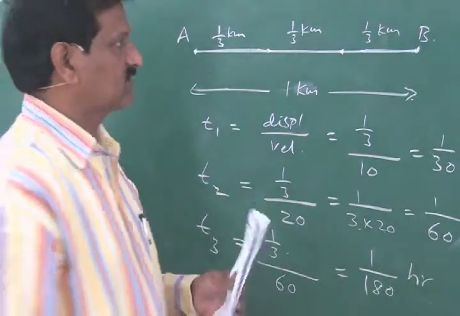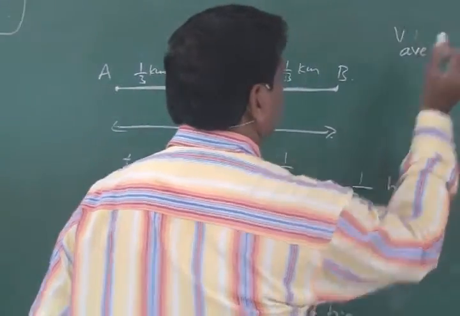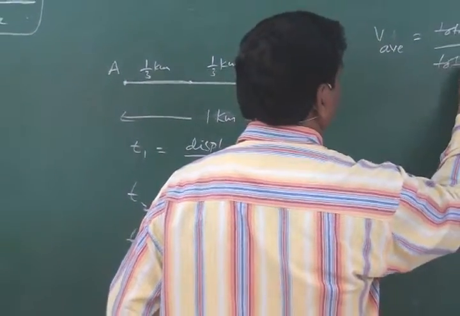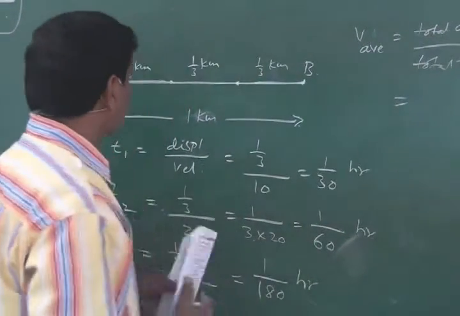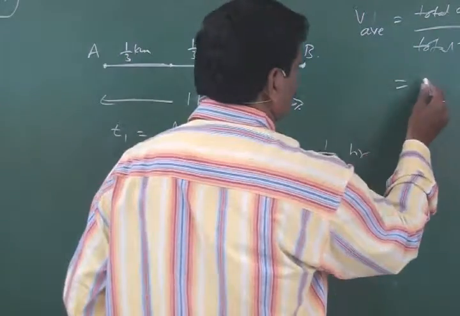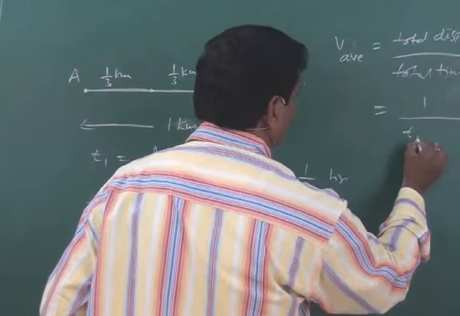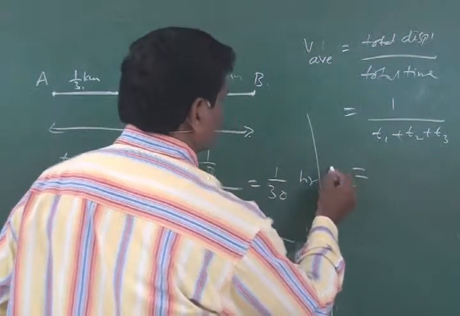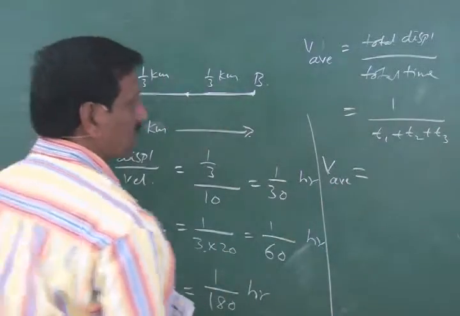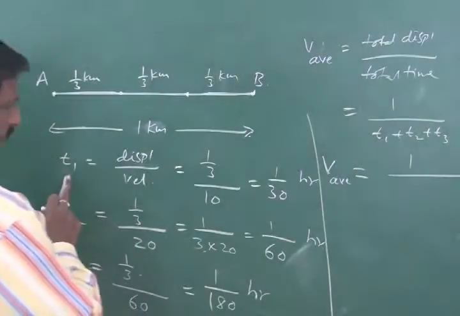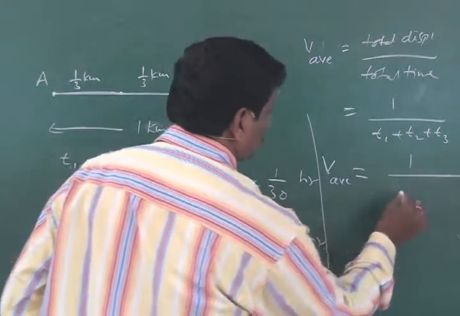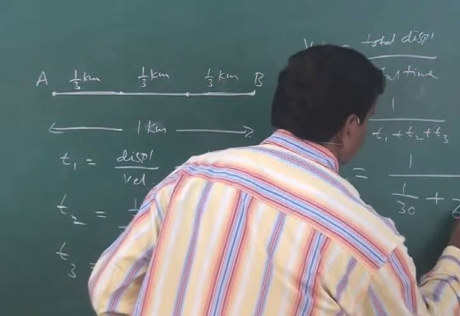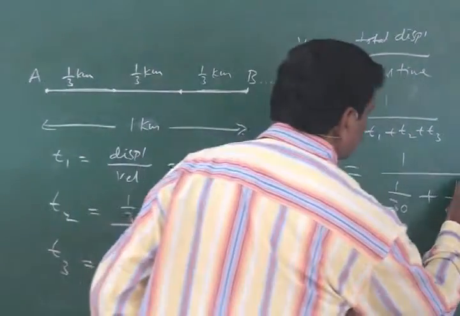Now we have to find the average velocity. V average is equal to total displacement by total time taken. Total displacement, we assume, is 1 kilometer, divided by total time T1 plus T2 plus T3. So average velocity V average is equal to 1 by T1, which is 1/30, plus T2, 1/60, plus T3, 1/180.